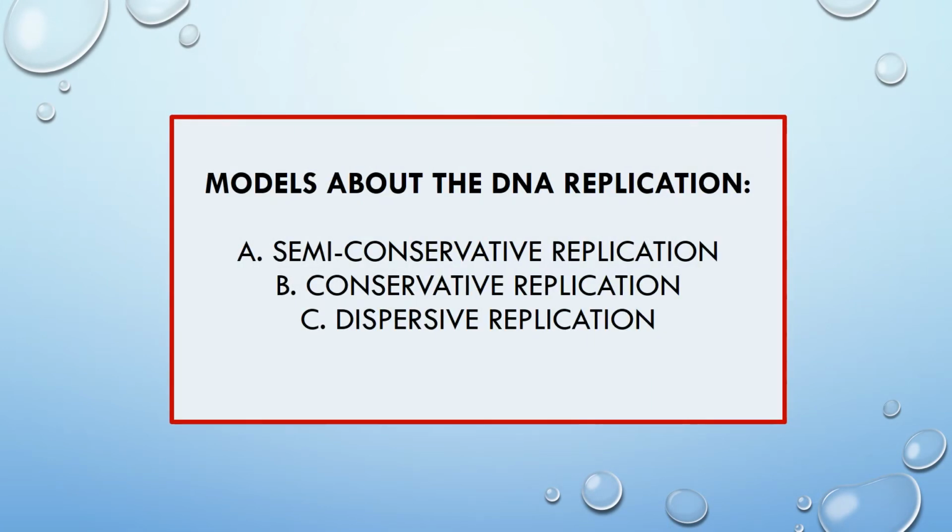To explain the process of replication, three models have been proposed. The first one is the semi-conservative model of replication. The second is the conservative model of replication. And the third one is the dispersive model of replication.